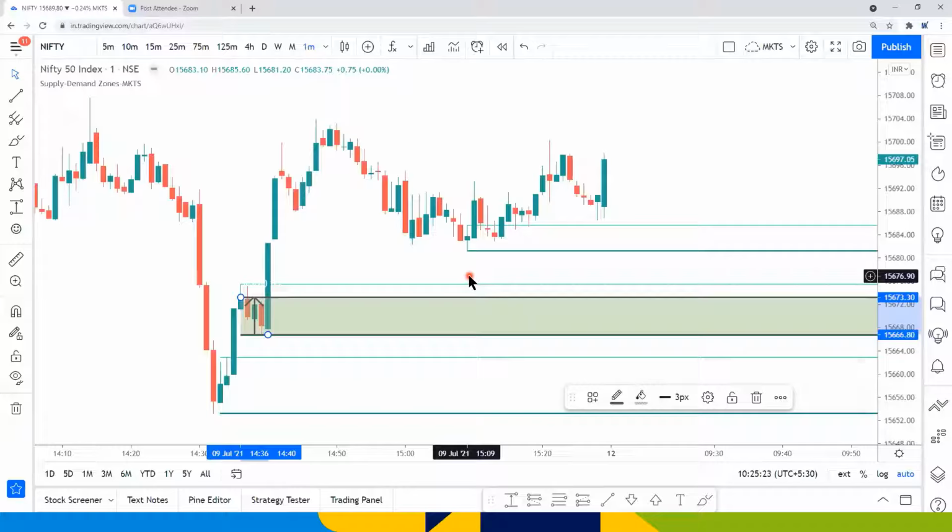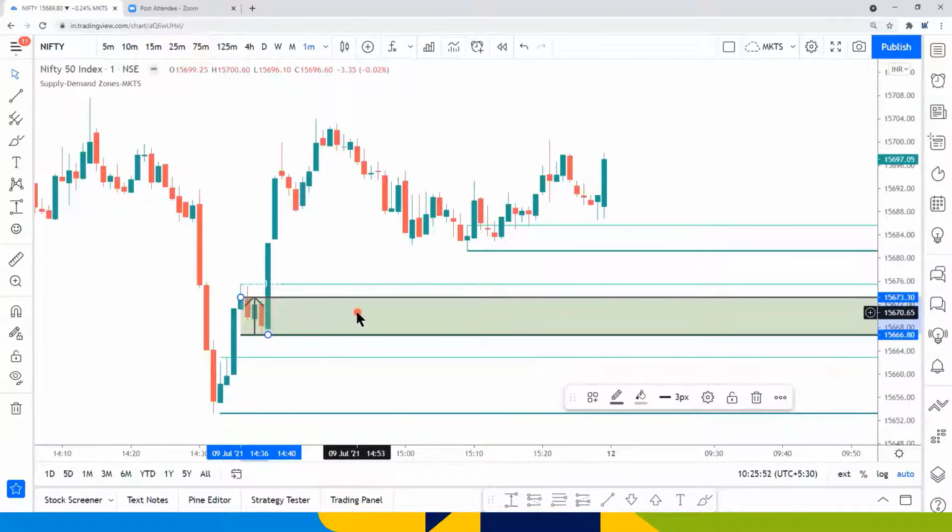No, Tapan, it does not say RBR or DBR here. It's not mentioned on the chart. But yes, on the alert, you will get the message saying whether an RBR is formed or a DBR is formed. Is there any requirement of volume? No, nothing to do with volume. This indicator is not using any volume condition here. It is only on the basis of price structure.